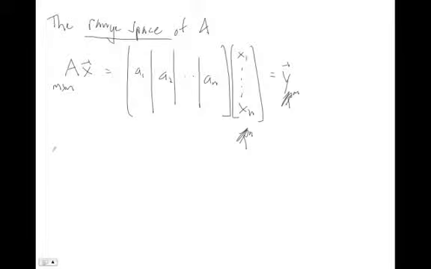Once we have an idea of what the range space is, then we can define the rank of a matrix. The rank of A is the dimension of the range space.